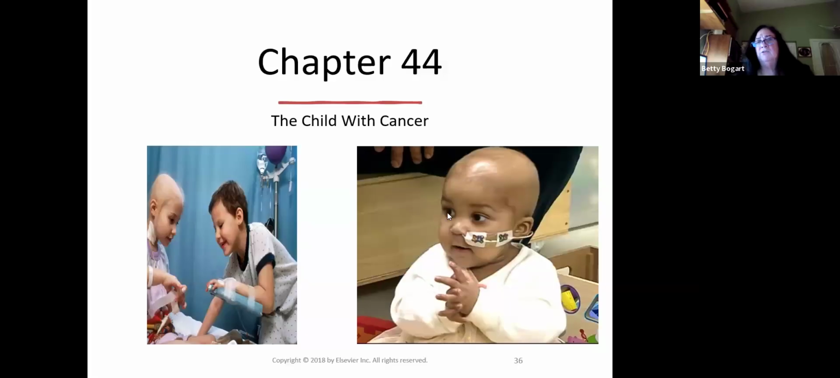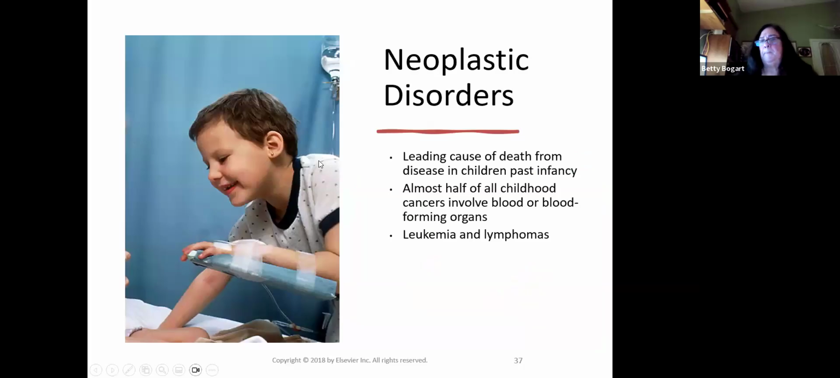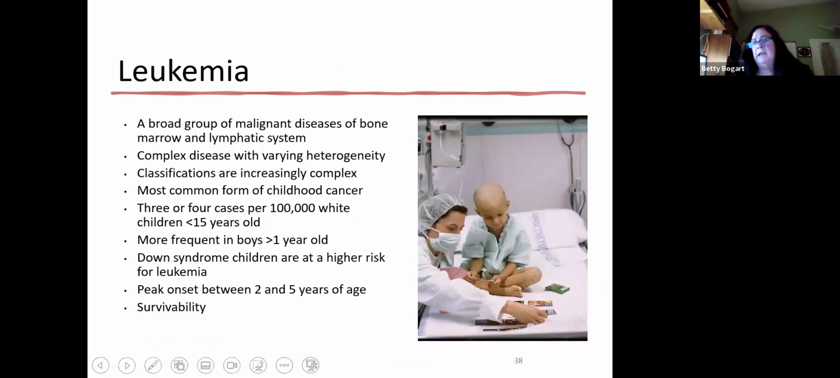Okay, now we have some cancer things that we're going to talk about. Children with cancer. Leukemias and lymphomas are most of them, believe it or not. It's not these solid things that you think of. Now, leukemia, what's leukemia? It's a problem with the white blood cells, right? It's cancer of the white blood cells, mostly in boys. Down syndrome children are at higher risk for leukemia.